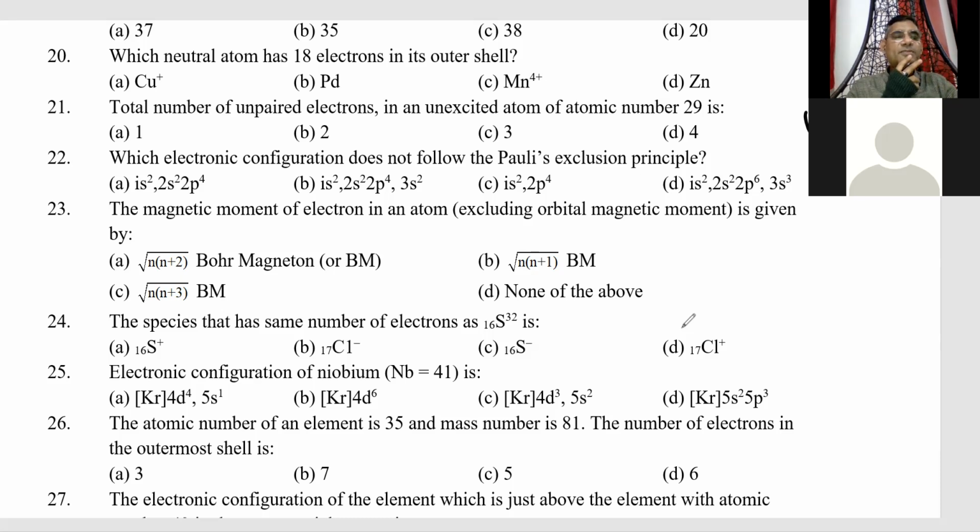See, root 3. When will you get root 3? When 1 unpaired electron is there. 1 plus 2 will be 3, 3 into 1 will be 3. Root 3 is 1.732, that is approximately 1.8 or 1.7. So the answer will be A, not B.